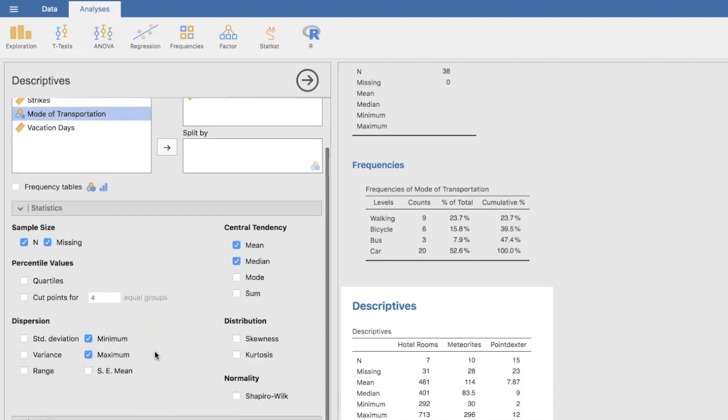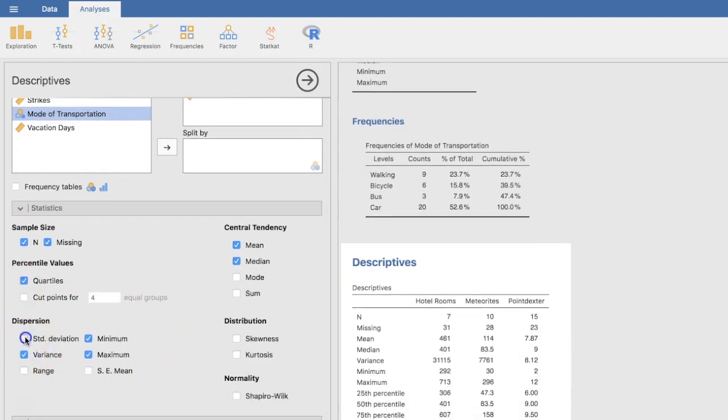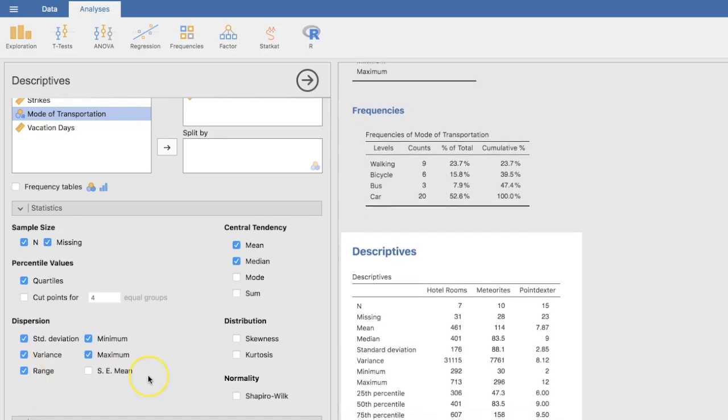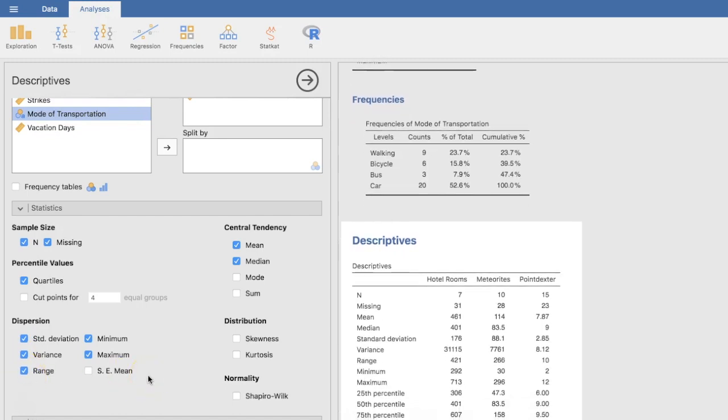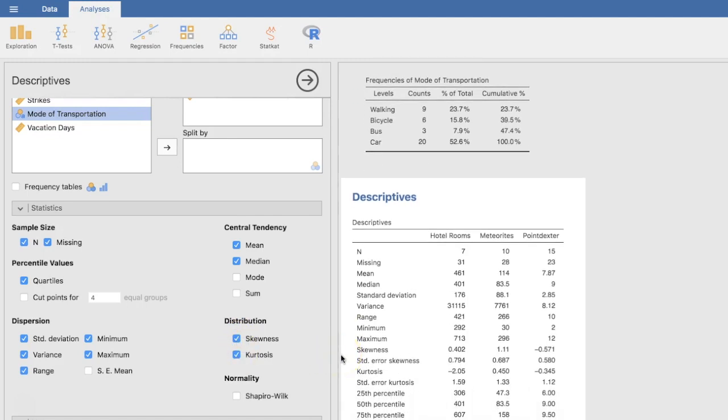But I could also ask for quartiles. I could also ask for the variance and the standard deviation, and I could just ask for the range if I wanted to. I can also ask for skewness and kurtosis if I wanted to. So for kurtosis, we kind of have those cutoffs that we discussed in the measures of variability section at the end. So you can always compare to these values.